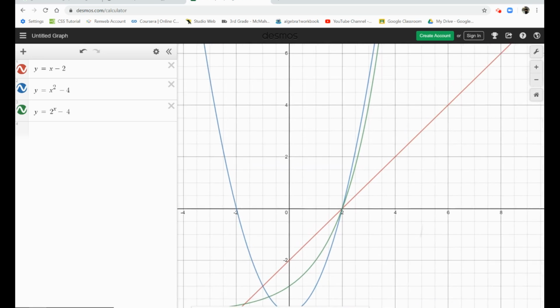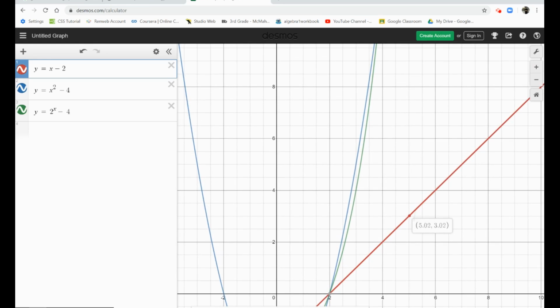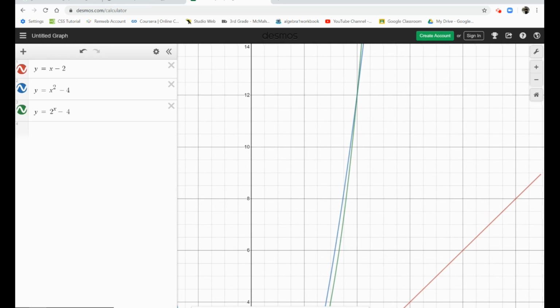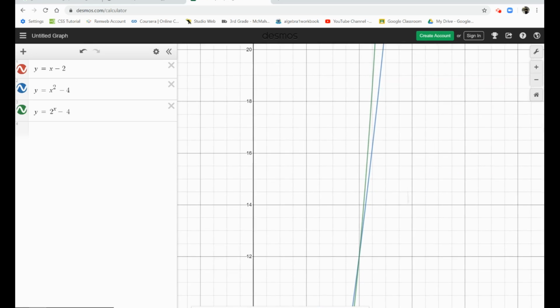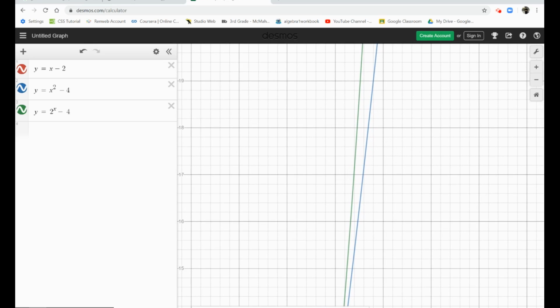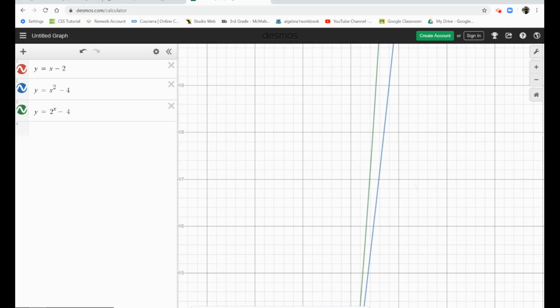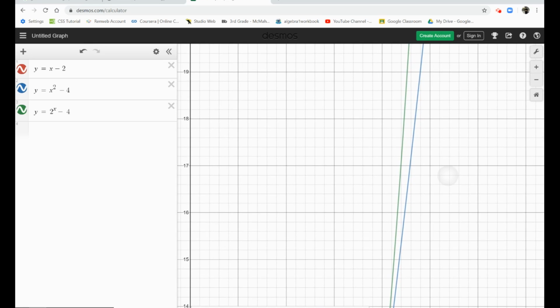As you can see, the blue line is pretty steep, but look at the green line. It gets closer and closer to the blue, and eventually the green line actually gets in front of the blue. It's actually going steeper now. The y values are actually higher.